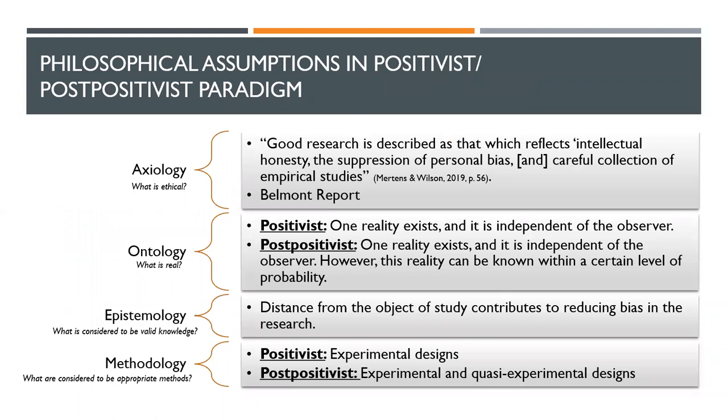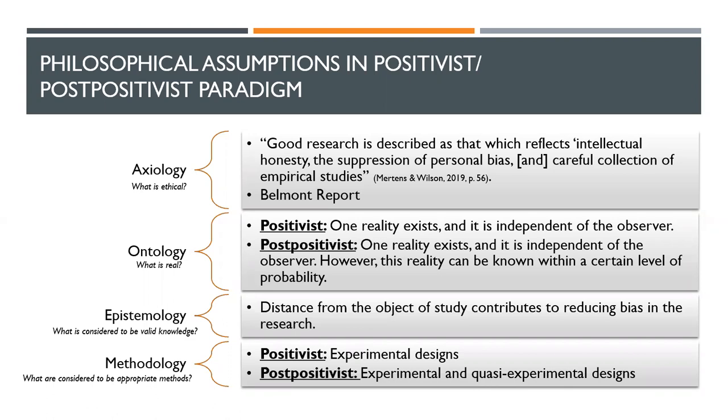The following philosophical assumptions underlie this paradigm. Let's start with ontology. Ontologically, positivists believe that one reality exists. This reality can be discovered and measured, and it is independent of the observer. Post-positivists believe the same thing. However, they assert that this reality can be known within a certain level of probability.